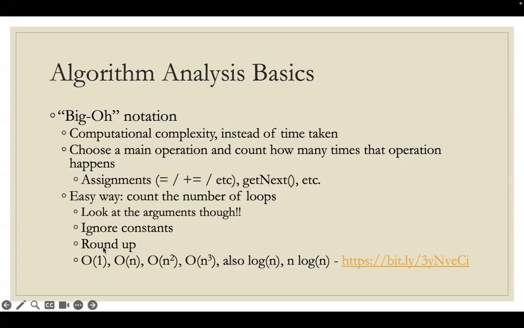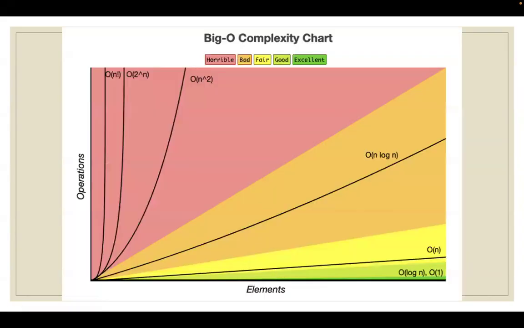So some of the common complexities that you see are O of 1, which we call constant time, O of n, which is linear, n squared is quadratic, n cubed is cubic, so you can also just say n cubed. The other common ones are log n and n log n. I have a slide later about logs.